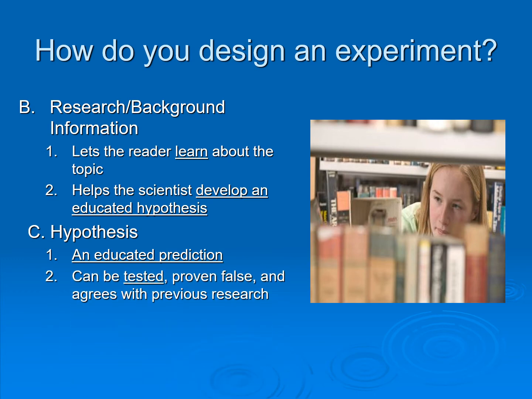Okay, it has to be testable. You have to be able to prove it false, and it needs to agree with the previous research. You can't be going out in the dark and being completely contrary if all the research says one thing. Now, if all research says one thing, you have a hypothesis that's supported by the research, and then you find against it, you prove your hypothesis false. That's fine, but you have to support it with the data.